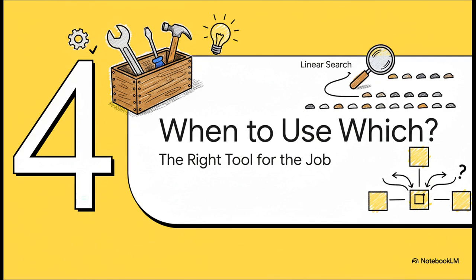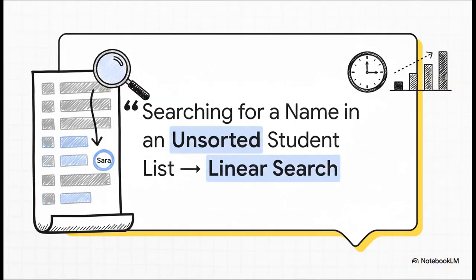Let's make this super clear with a couple of real-world examples. Okay, picture this. You've got a sign-up sheet for a school club, and the names are just written down in whatever order people signed up. If you need to find Sarah, you have no choice, right? The list is completely random. You have to start at the top and check every name. Linear search is your only option.